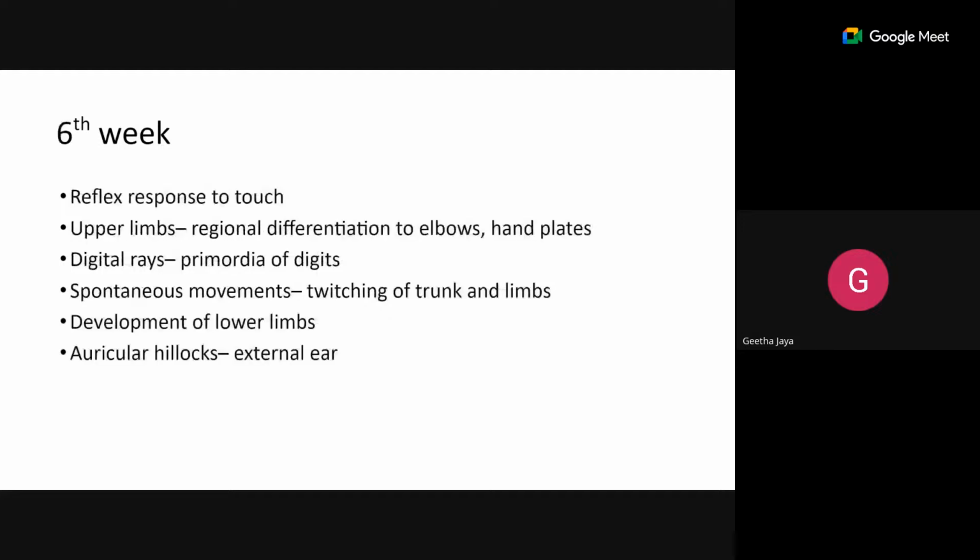In the 6th week, there will be development of reflex response to touch for the fetus. In the upper limb, this region, the hand plate, the elbow, all this will be seen. The digital rays, which I said are ridges, are the primordia of the digits.